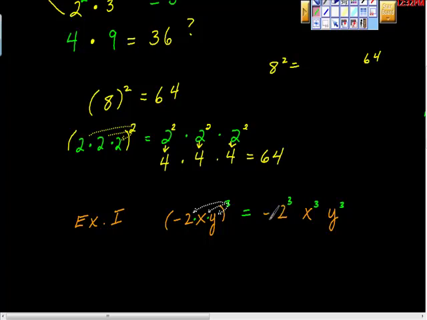Now, of course, what we can do here is we know that negative 2 to the third power means negative 2 times negative 2, times negative 2. A negative times a negative is a positive, times a negative is a negative, so we have negative. 2 times 2 is 4, 4 times 2 is 8, so negative 8. So this simplifies to negative 8, right? Negative 8 is negative 2 cubed, x cubed, y cubed. So I think that works out good.